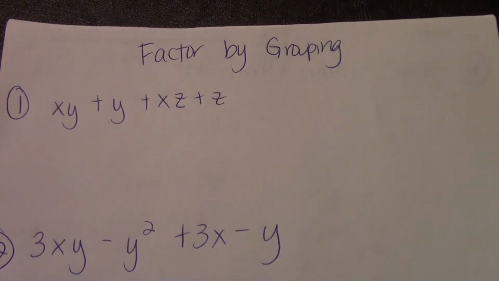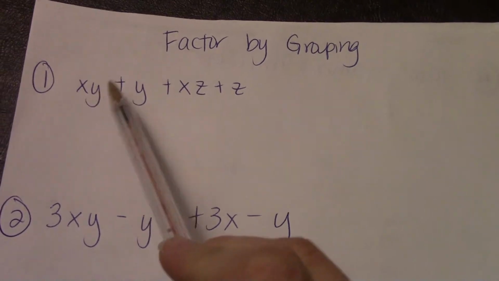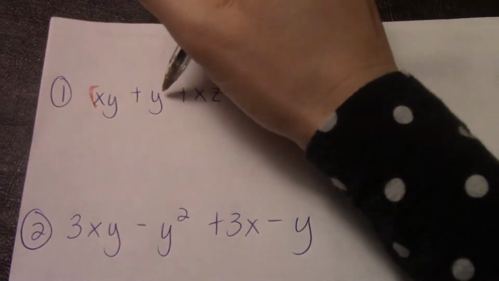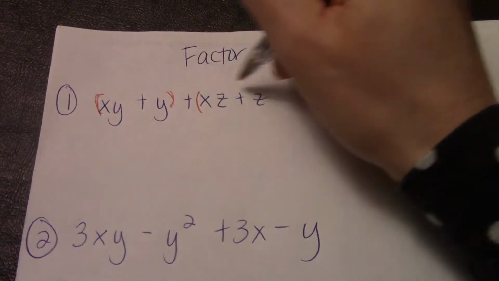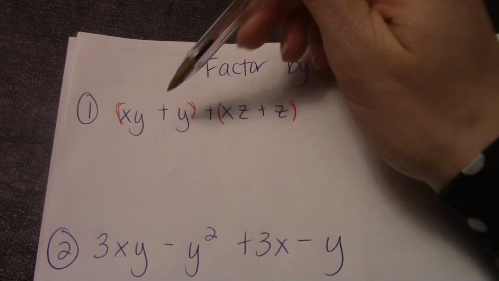Now we're going to talk about factoring by grouping. This happens when you have 4 pieces here. We can set the first 2 pieces and put them in parentheses, and the second 2 pieces, as long as there's a plus sign, put them in parentheses here. Now we're going to find the GCF.